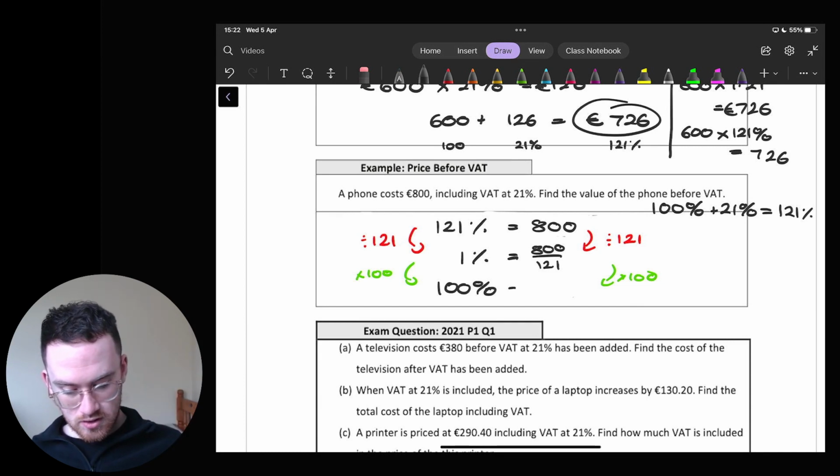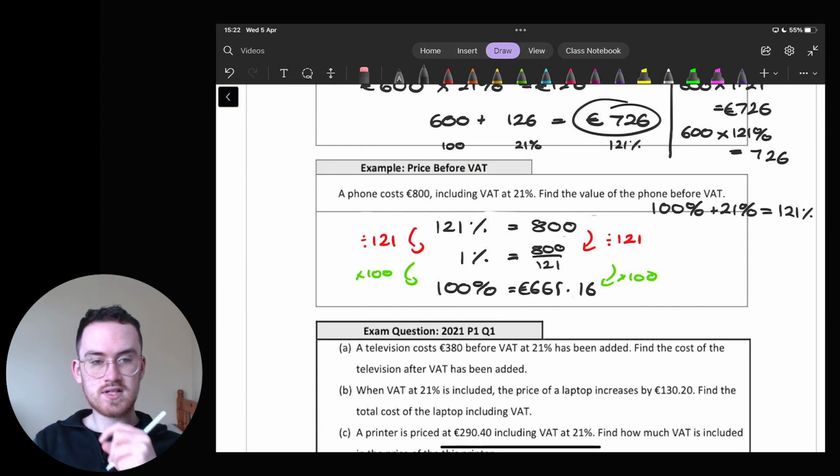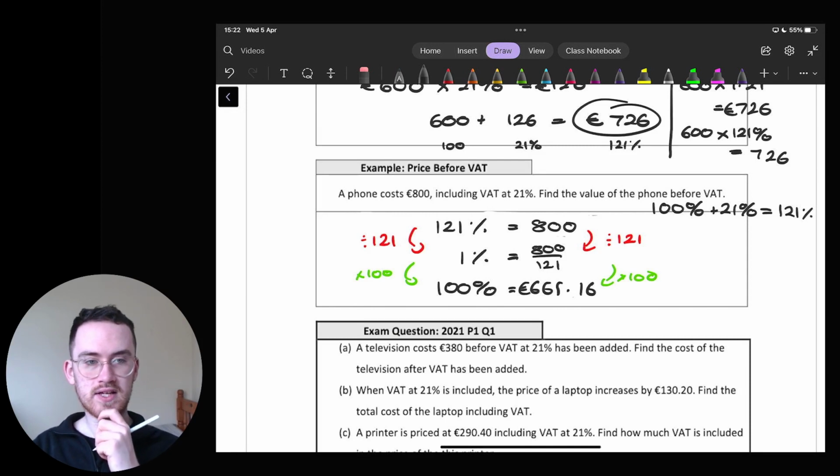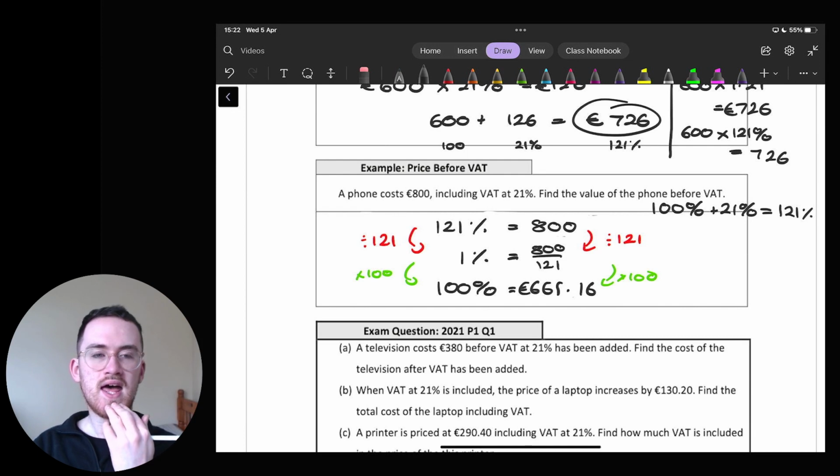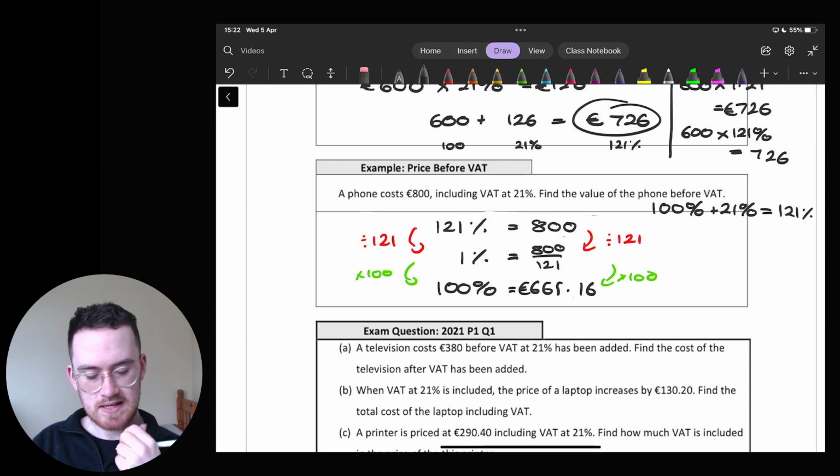And we get an answer of, not a great answer, 661.16 euro. Okay, so it costs €800, including my VAT of 21%. So that's 121. Find 1, then find 100. Okay, and round it as best we can.